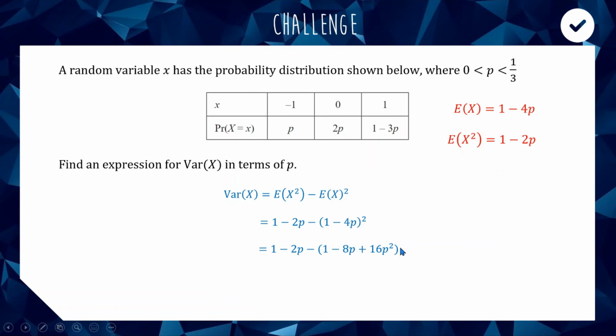All right, I've kept these brackets here because there's a negative out the front, so I've got to make sure that I remember to make everything inside times by negative 1. So we're going to get 1 minus 2p minus 1 plus 8p minus 16p squared. Simplifying this answer, the 1's cancel out, and 8p take away 2p is 6p. And there is your final answer. There is variance in terms of p. Awesome work if you got the same answer or if you are on the right track.